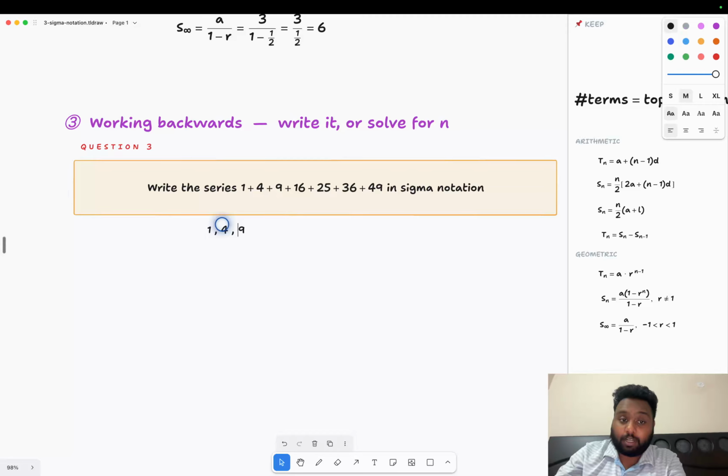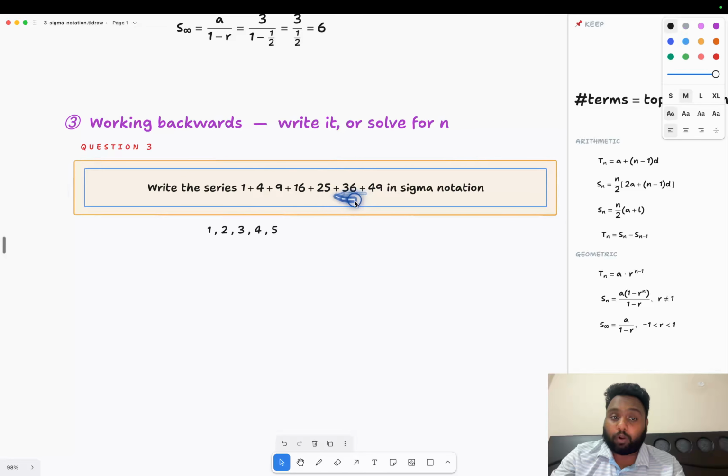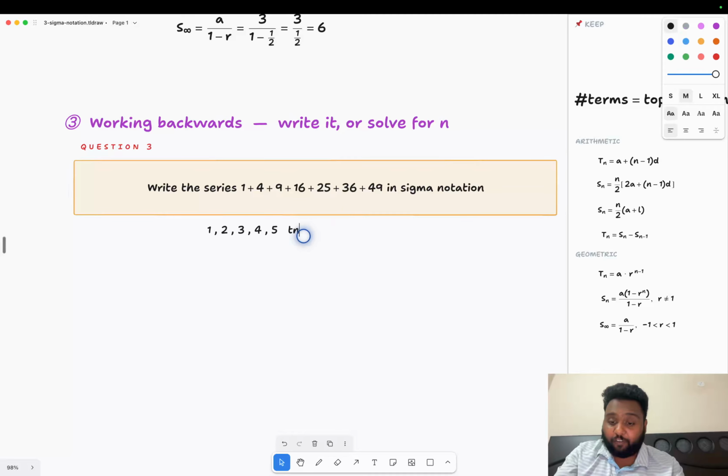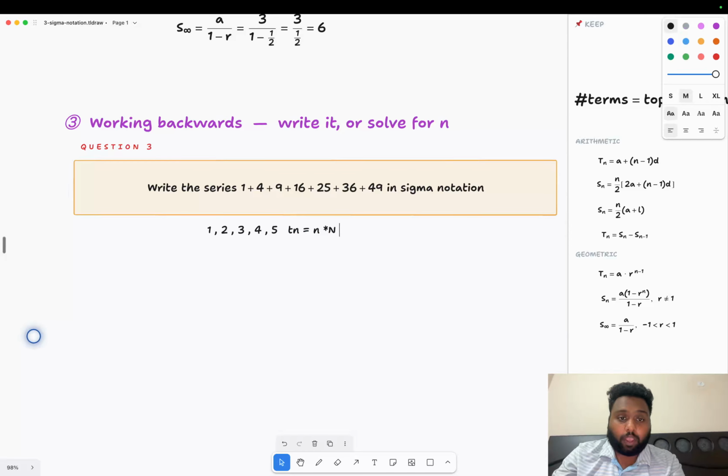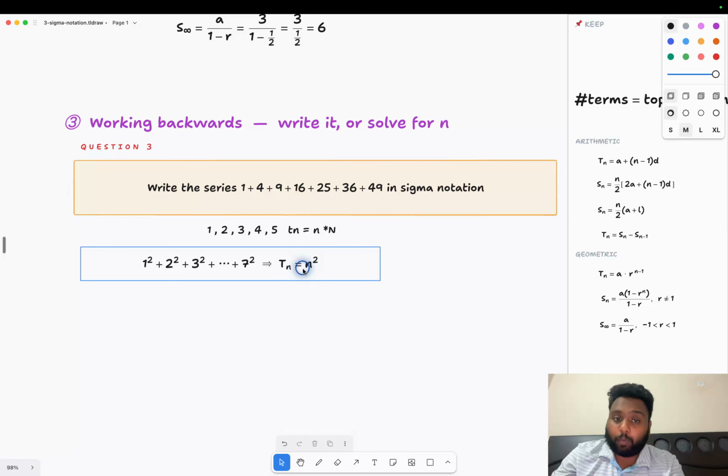This is the first position, then we have the second position, then the third position, then the fourth position, then the fifth position, and so on. And each one is a square of that. So can I say my t of n is going to be n into n, which is n square? Yes, so this is my t of n. We can write it as 1 square, 2 square, 3 square, and so on, up to 7 square. Then my t of n is going to be n square.